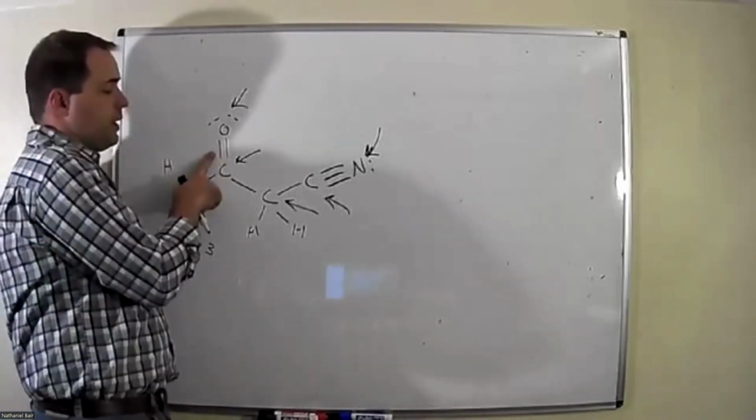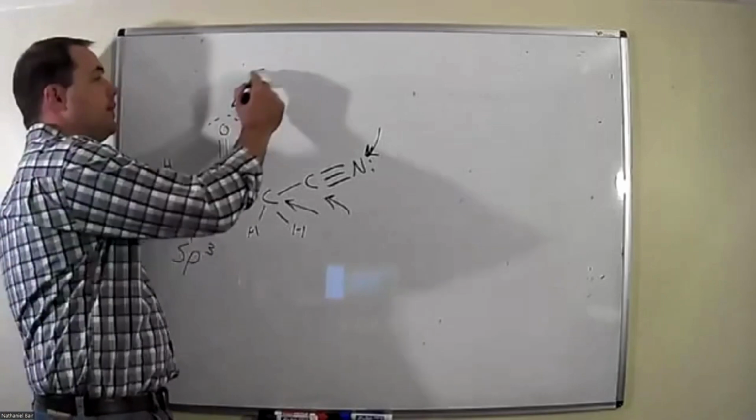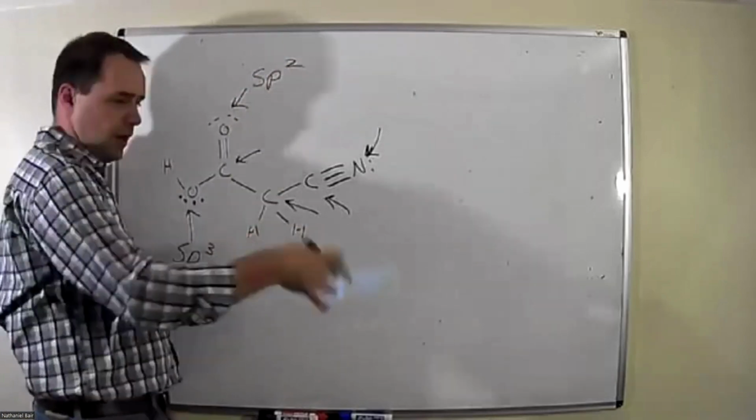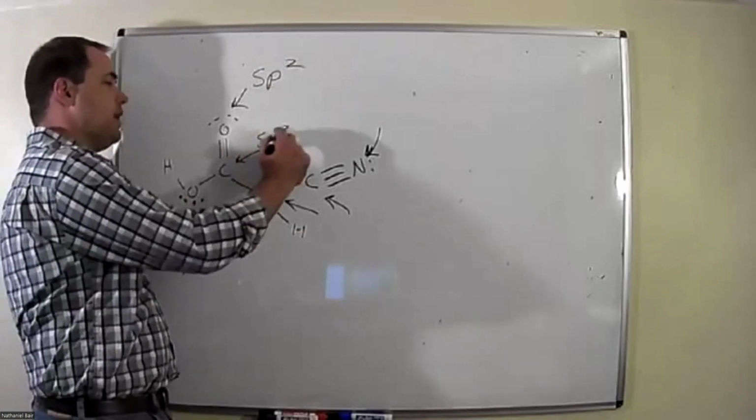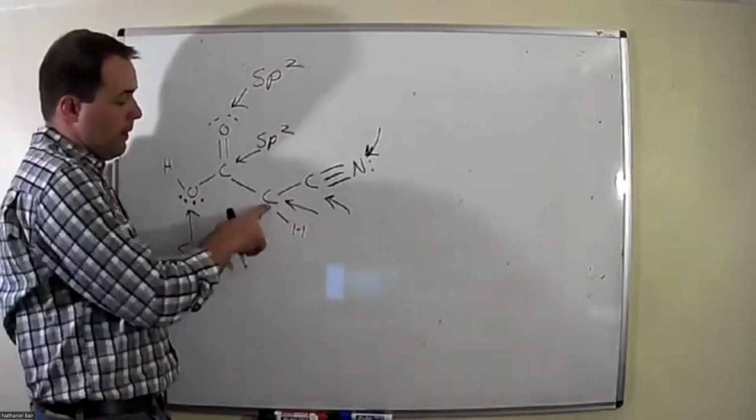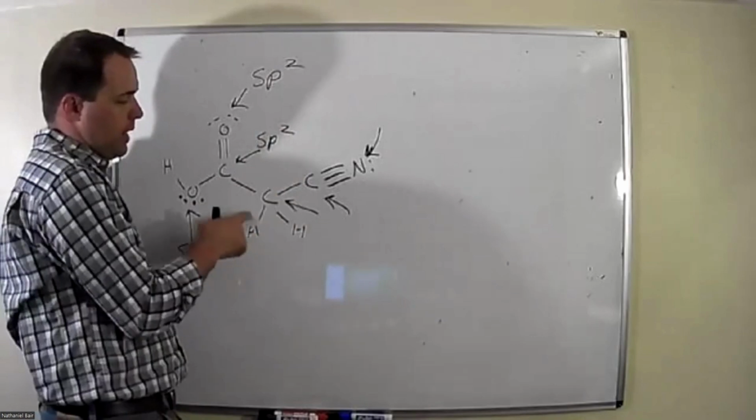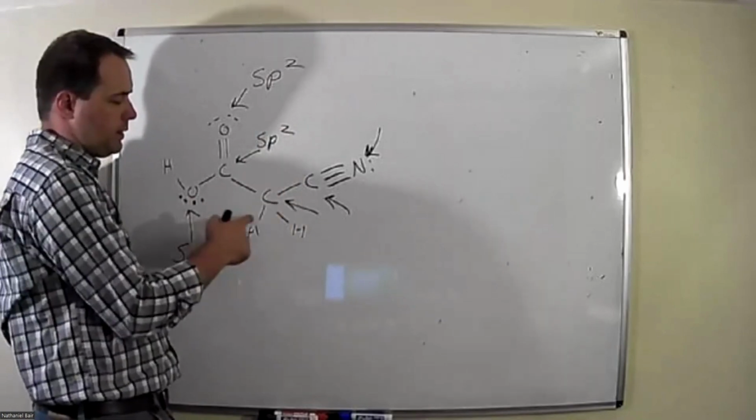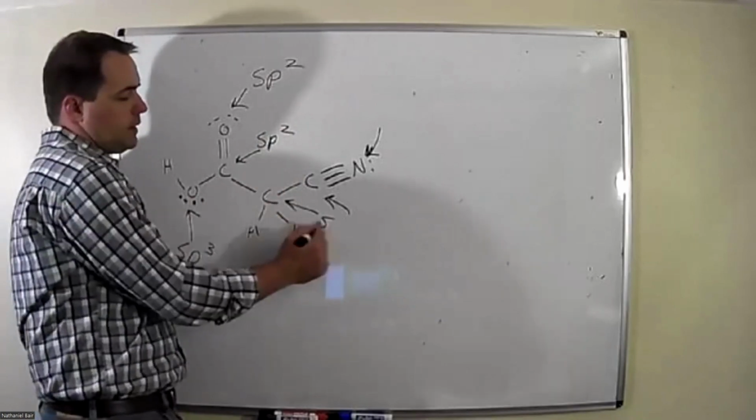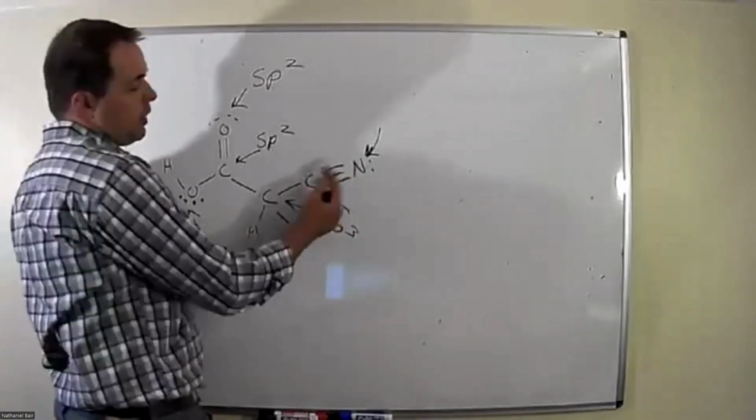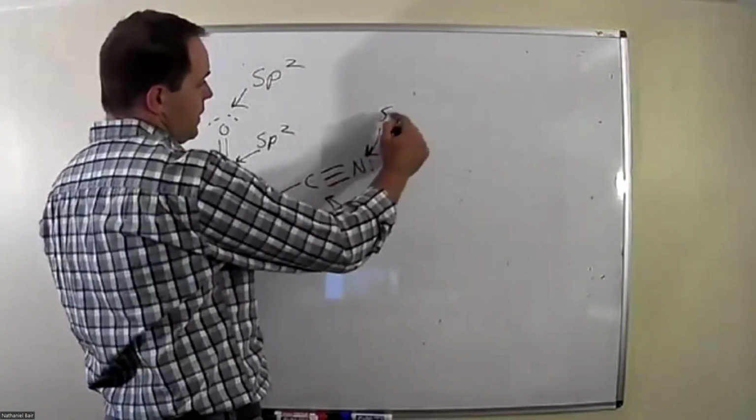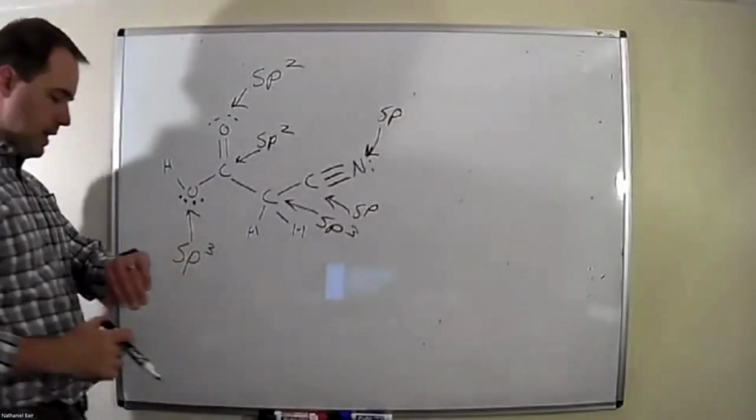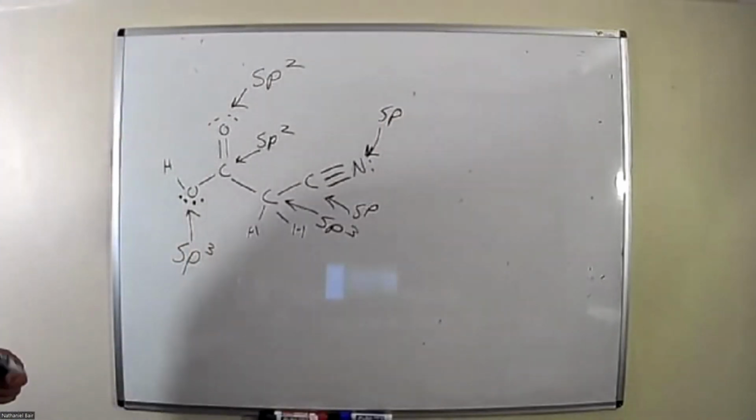So this oxygen's making one pi bond. That makes it sp2, take away a p. This carbon's making one pi bond. That makes it sp2, take away a p. That carbon is not making any pi bonds. That's four sigma bonds, so that's sp3. This carbon's making two pi bonds. That's sp. And that nitrogen's making two pi bonds. That's sp. There you go.